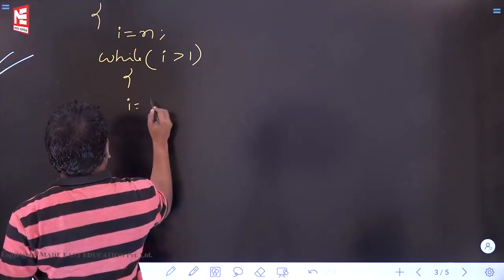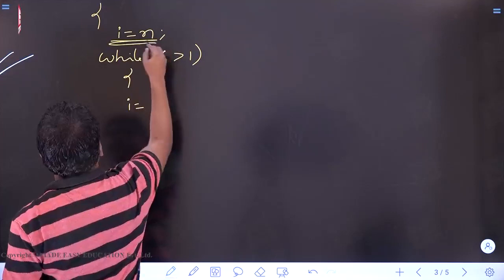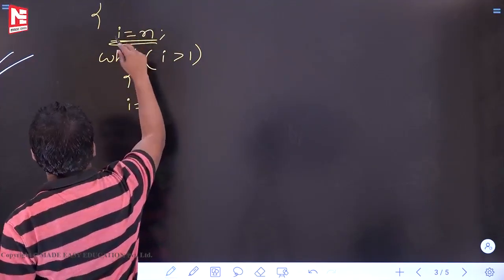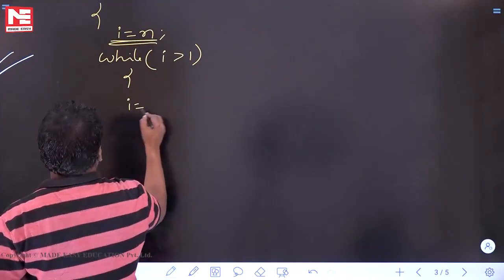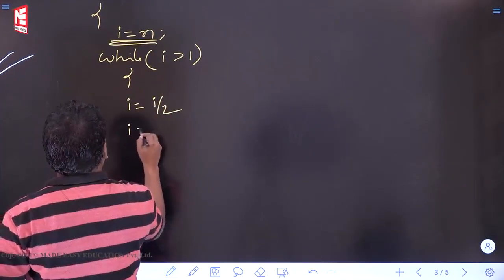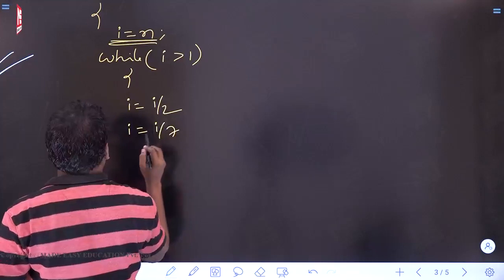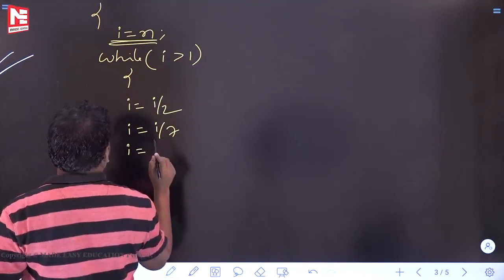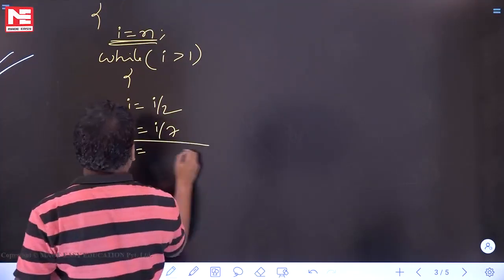I think I is already big. It is already big, please be careful. I is already big, so you have to decrement. See the answer. I is equal to I by 2. Next one, I is equal to I by 7. Until now this is the story.